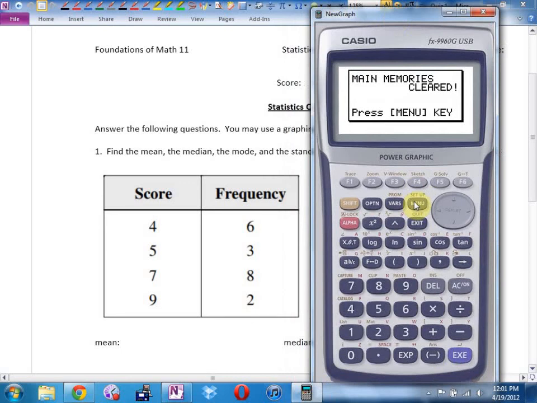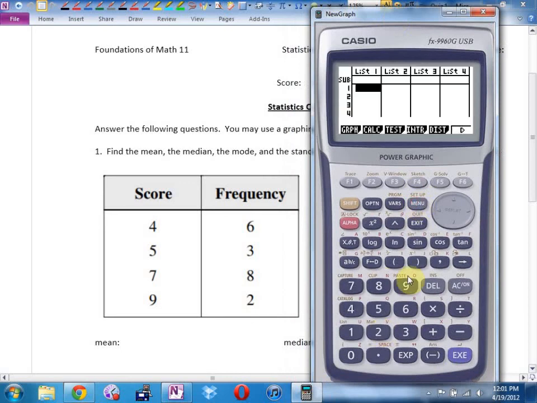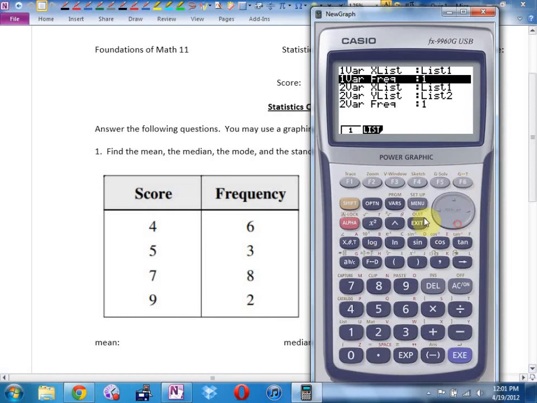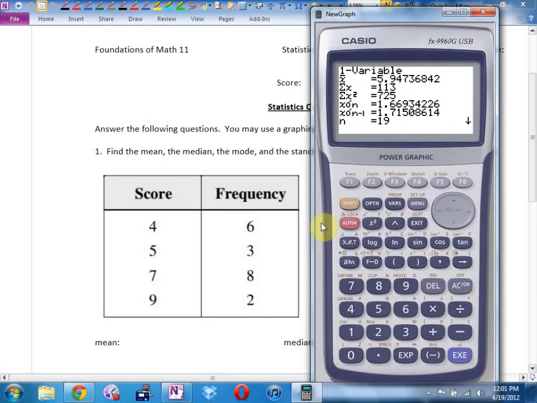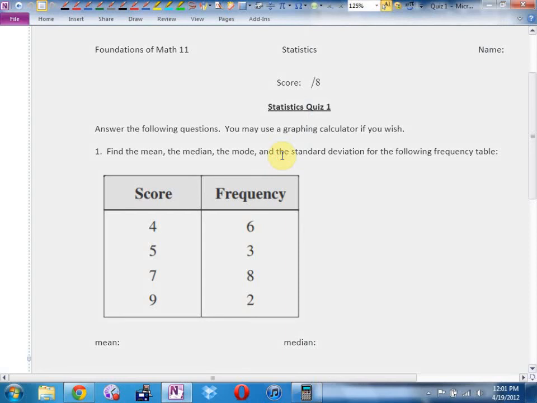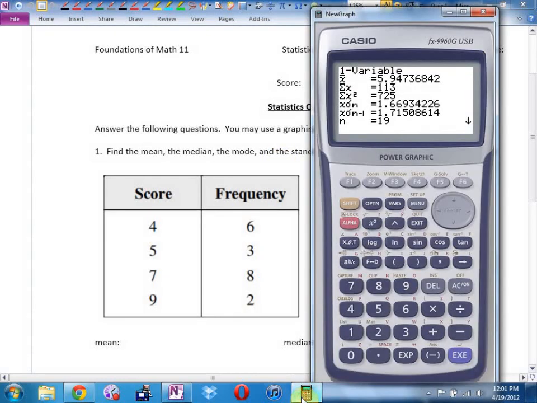So I'm going to go straight to my menu, stats. 4, 5, 7, 9, apparently were the scores. 6, 3, 8, 2, apparently were the frequencies. I want to do a calculation. I need to set the table. List, the frequencies were in list number 2. Exit, one variable calculation. Okay, so for 1 mark, the mean, did I say how many decimal places? No. I'm going to write 4.95.